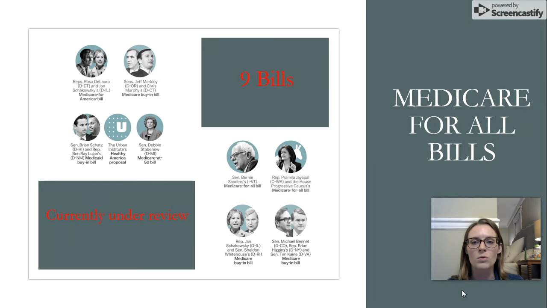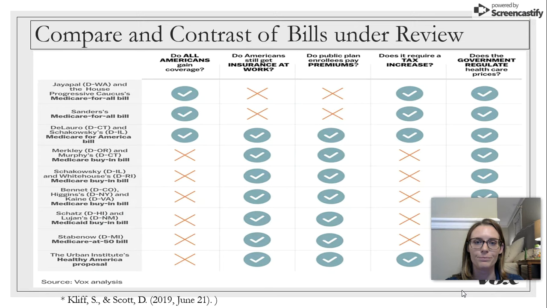Here are the 9 most commonly proposed bills that are under review right now. They're all variations on Medicare for All, some with subtle differences, others with less than subtle differences, but they all propose to have universal health care coverage funded by the government, so that everyone would have access, and it would decrease cost, increase quality, and increase access.